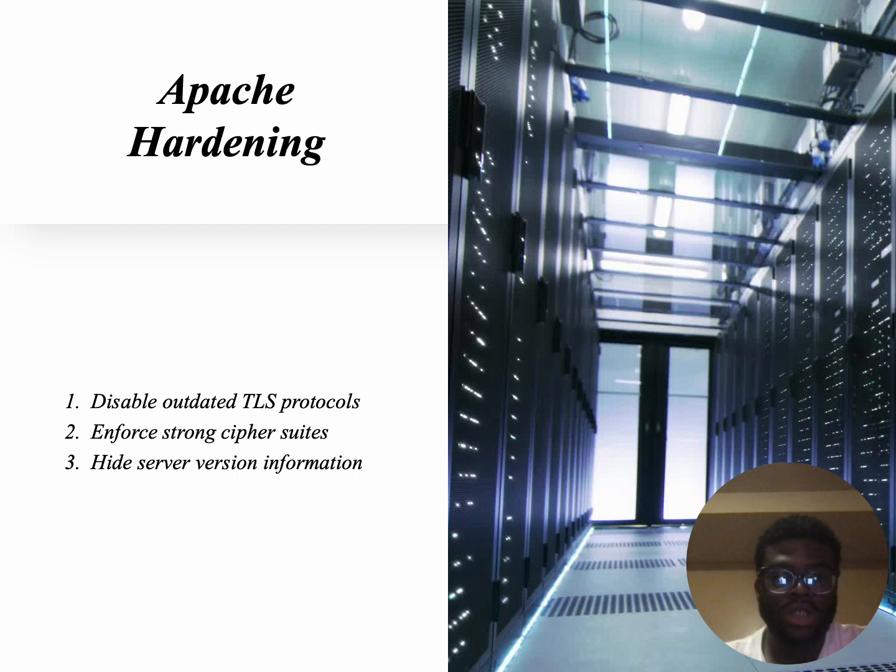On to the next. This is my Apache hardening recommendations. I would recommend disabling outdated TLS protocols, because it's always good to disable outdated protocols; they are a high risk of vulnerability and hacking. That's why it's always good to keep updating the protocols, and enforce strong cipher suites and hide server version information. So these three are my three Apache hardening recommendations.